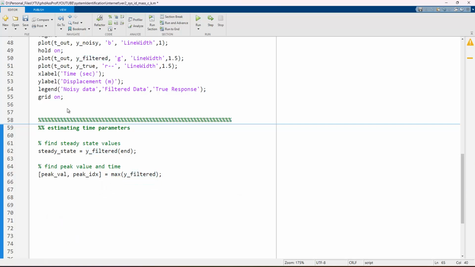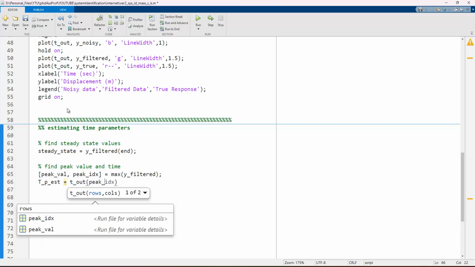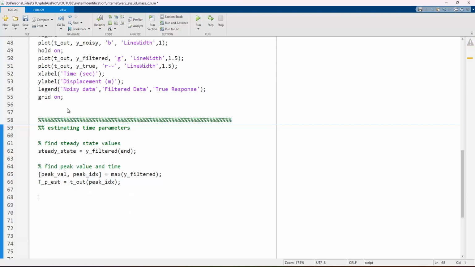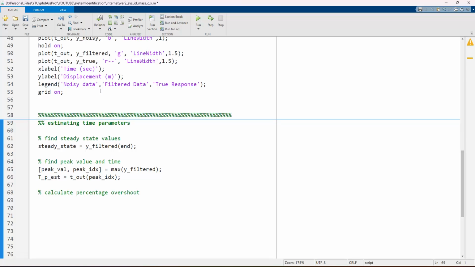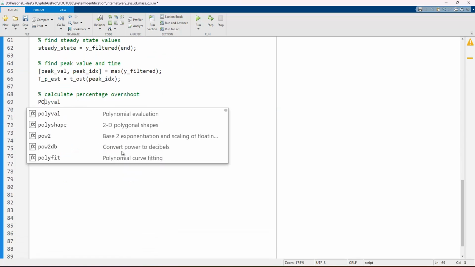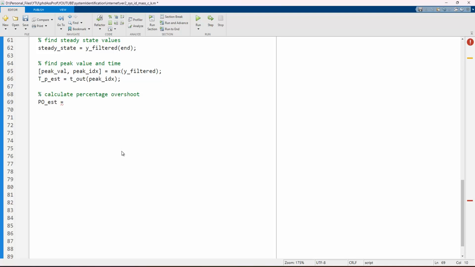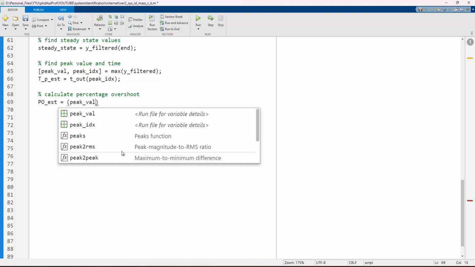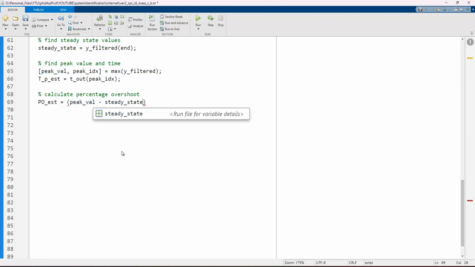Okay, this returns the peak value, and it's related to the time parameter, so tps is assigned with t out at the peak index, idx. After that we need to calculate the percentage overshoot with respect to the steady state value. POS is equal to what? Peak val minus steady state, divided by steady state, times 100.